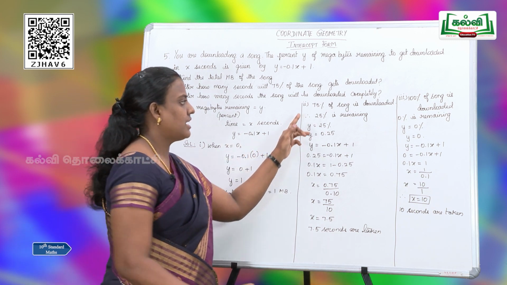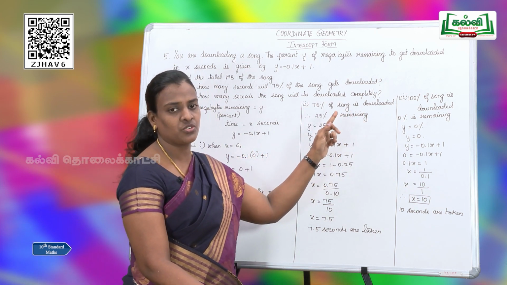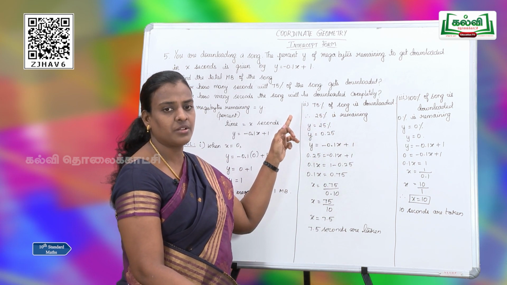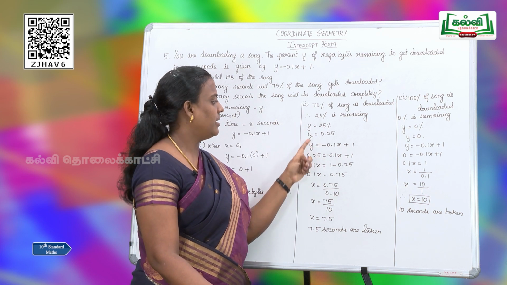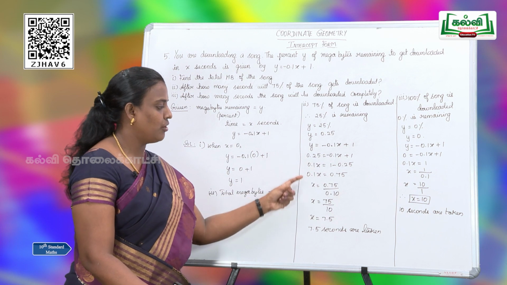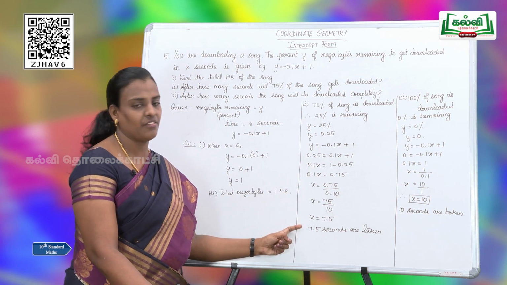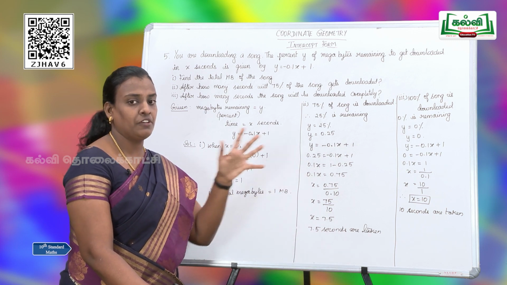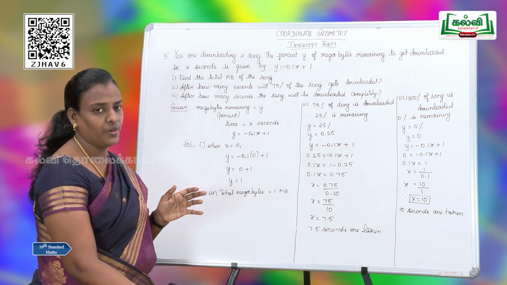The next one, it says 75% of the song has to get downloaded. So 75% of the song is downloaded means how much is remaining? 25% is remaining. So y is equal to 0.25. So you substitute the value of y is equal to 0.25, get the value of x. So within 7.5 seconds, 75% of the song will get downloaded.